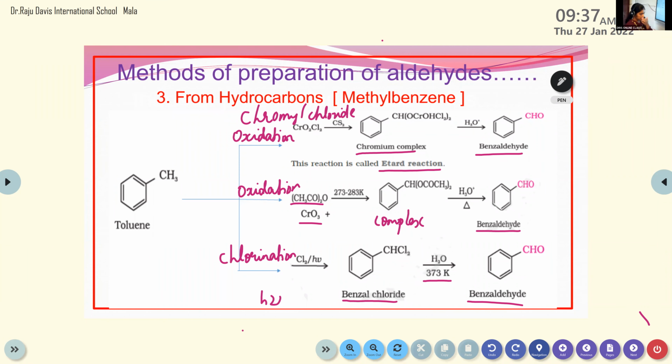Then there is one more reaction that comes under hydrocarbons that we can learn. Have you completed this one? This is clear, children? Any doubt?